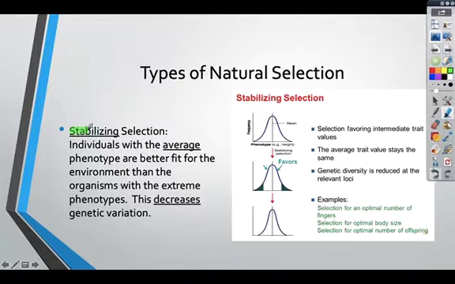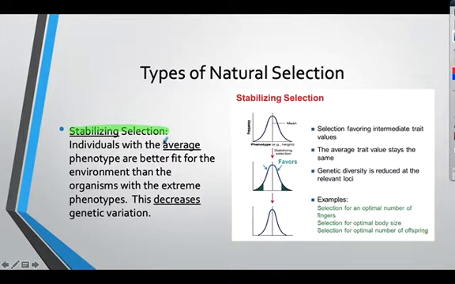Okay, so stabilizing selection, the average phenotype are better fit for the environment, and because of that, that really decreases genetic variation because all of them are kind of the same. So what that would look like is here's what the population looked like before selection, and then after, you see that it kind of narrows up and it stays right there in the middle. Okay.